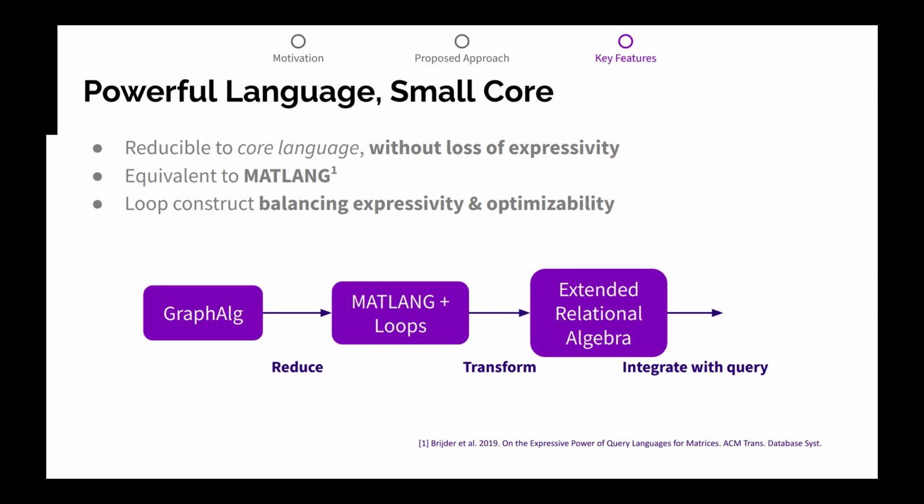This core language also ties into our compiler for the language. We start off on the side there with the full GraphAlg language that is then reduced into this core language, which is basically MATLANG with a loop construct added to it. We transform that to an extended relational algebra, and then it can be integrated back into the query. So that already gives you a pretty clear idea of what the compiler starts to look like.